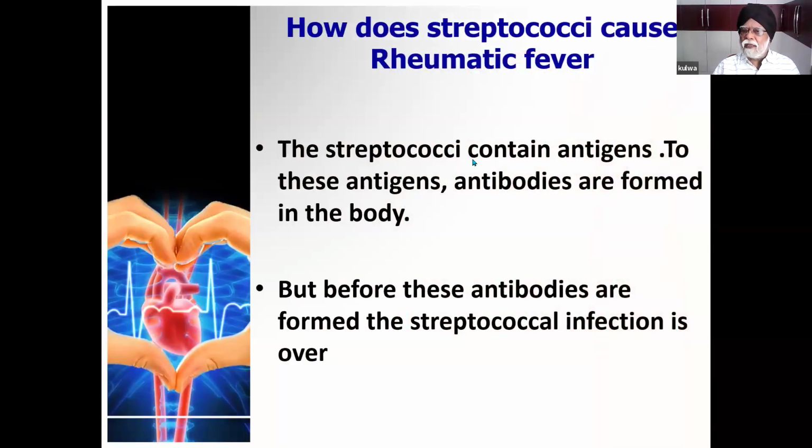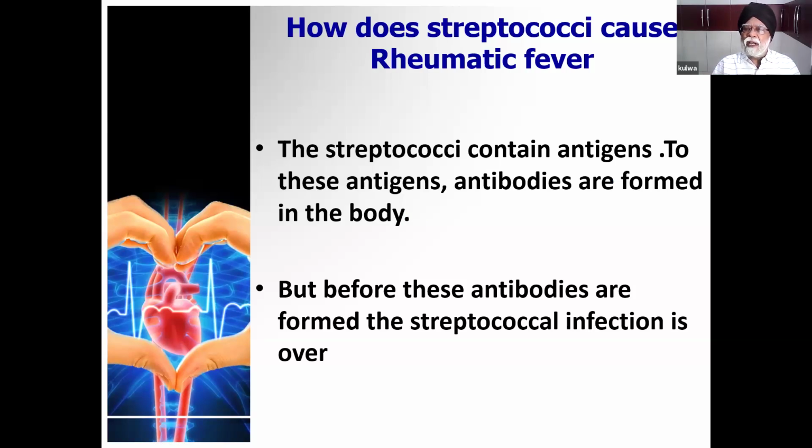Now we try to understand what actually happens, why we are afraid of this kind of complication. The streptococcus contains antigens, and to these antigens, antibodies are formed in the body. This is a normal process. Whenever there is infection, there will be formation of antibody. That antibody will go to the site of infection, fight the infection, kill the bacteria, and the patient gets all right. This is a normal procedure followed in cases of infection. But what happens in this case?